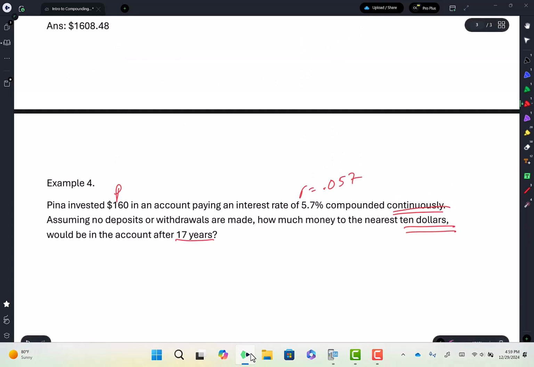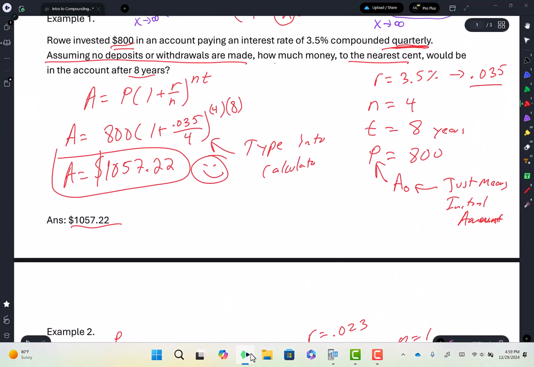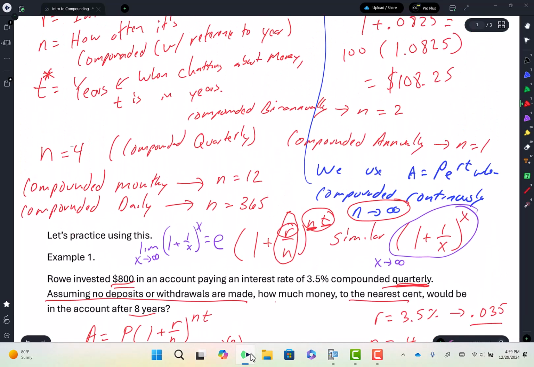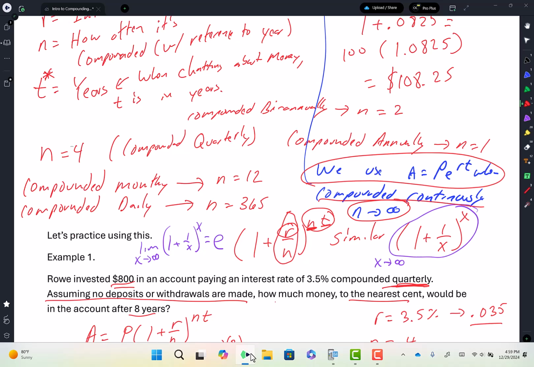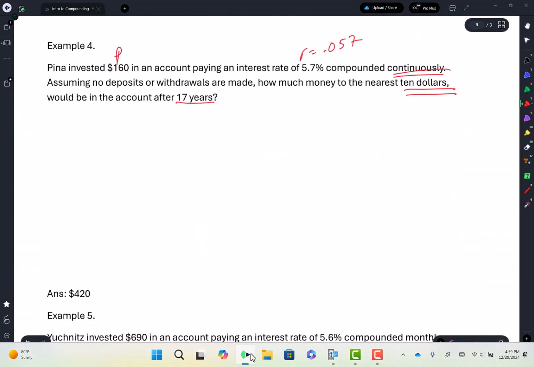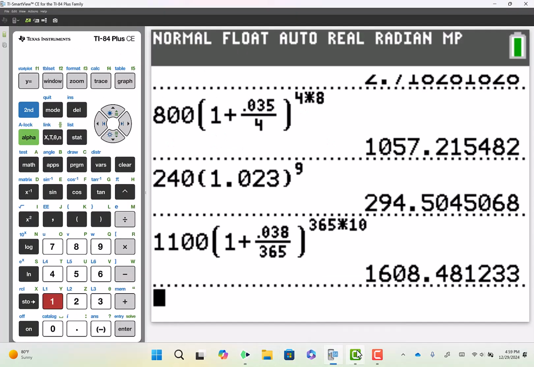If it's compounded continuously, guys, we're going to be using this formula right here. Compounded continuously. So here we go. You're going to say amount equals principal, which is $160, times e to the rate times time, 0.057 times 17. We're going to take our calculators, and that's what we're going to type in.